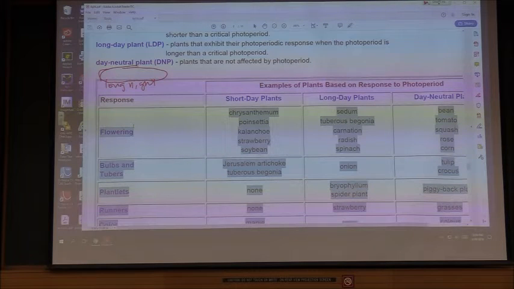How could I make a chrysanthemum flower in the summer? It needs short days and long nights. How can I make them flower in the summer? Block light. If you have it at your house, what would you do with it? Where would you put it? Just cover it with something. You'd have to cover it with something, or put it in a closet and close the door. You can't let it see any light.